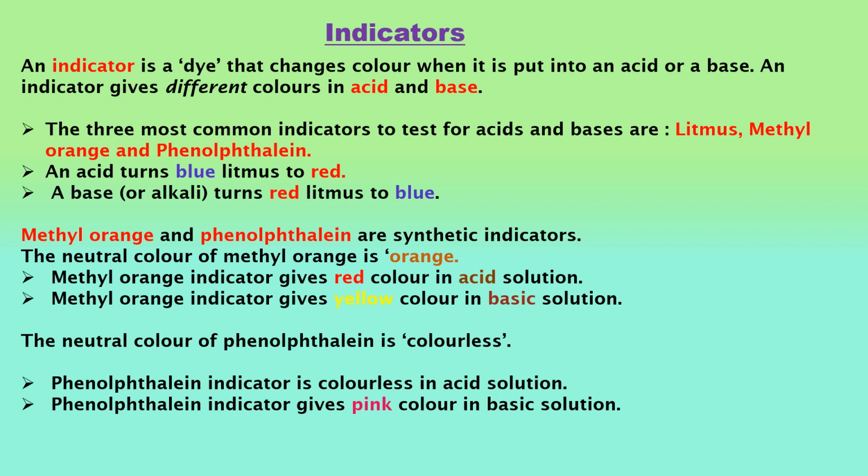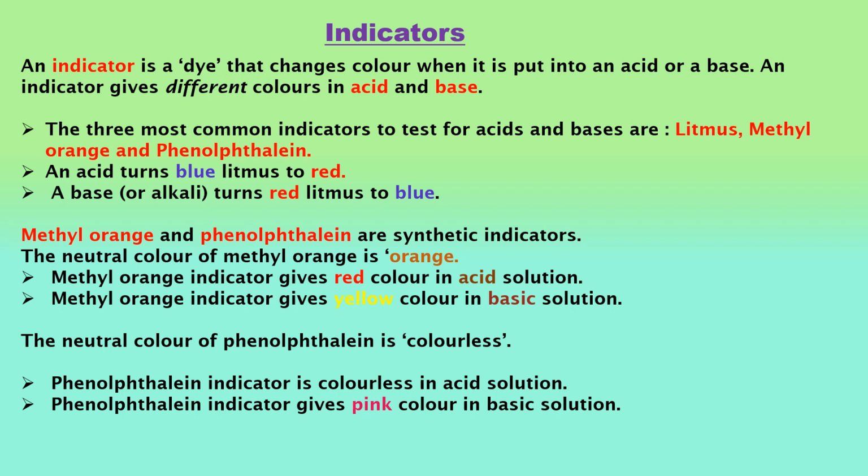The 3 most common indicators to test for acids and bases are litmus, methyl orange and phenolphthalein. The most common indicator used for testing acids and bases in the laboratory is litmus. Litmus can be used in the form of litmus solution or in the form of litmus paper. It is of 2 types, blue litmus and red litmus. An acid turns blue litmus to red. A base, or alkali, turns red litmus to blue.